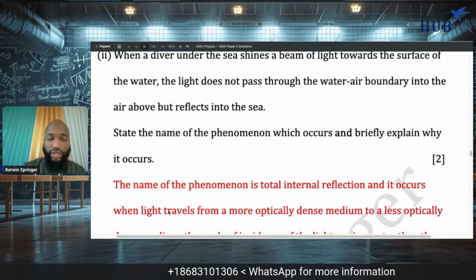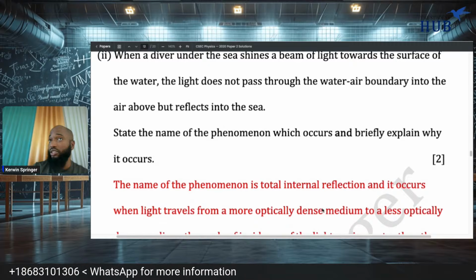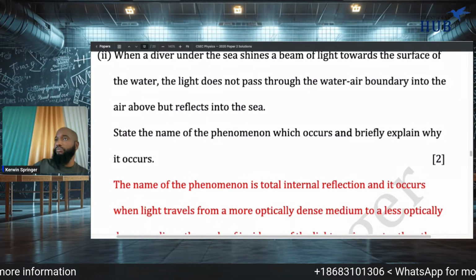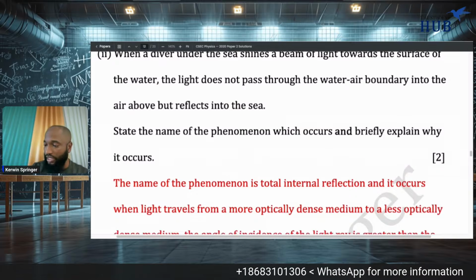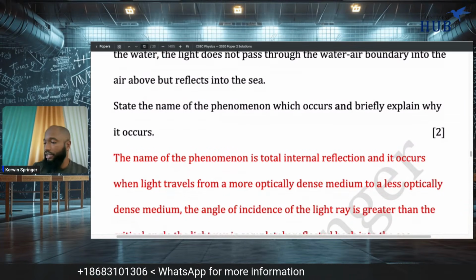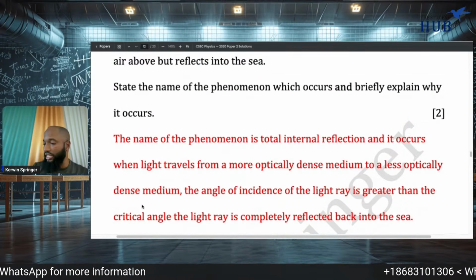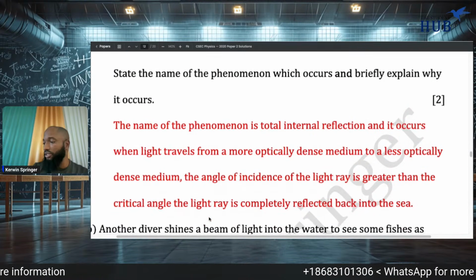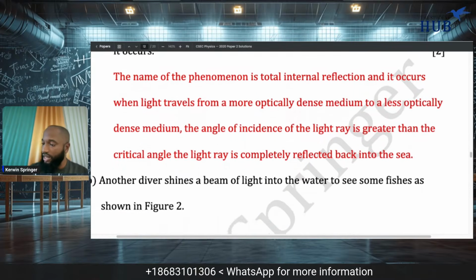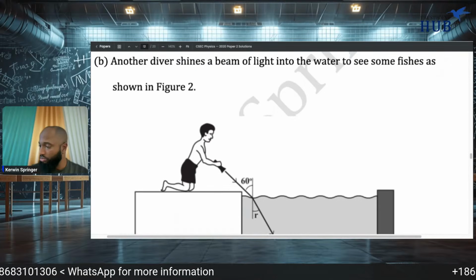And this occurs when the light travels from a more optically dense medium. So you should include that. It has to go from a more optically dense medium to a less optically dense medium, like glass to air, water to air. The angle of incidence of the light ray is greater than the critical angle. The light ray is completely reflected back into the water. Full marks, right? Another diver shines a beam of light into the water to see some fishes as shown.